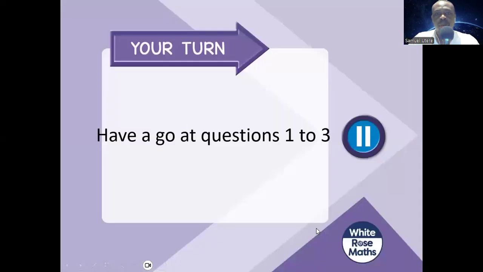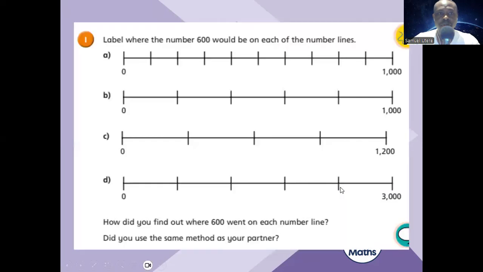Okay. So what we've learned so far, before you do some practice exercises, is that you can use the information of knowing what each value of the intervals on the number lines are. If you know what the value is, you can then find a way to put a label on the correct position on the number line. I would like you to pause the video and answer question 1 in 2 minutes.